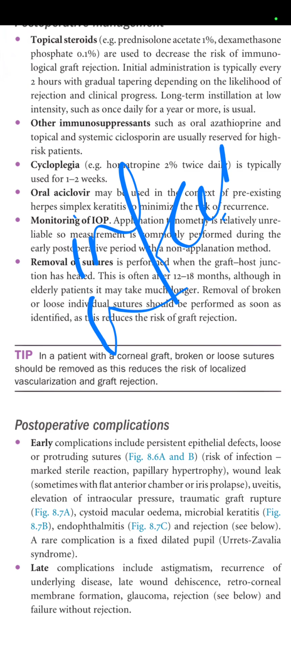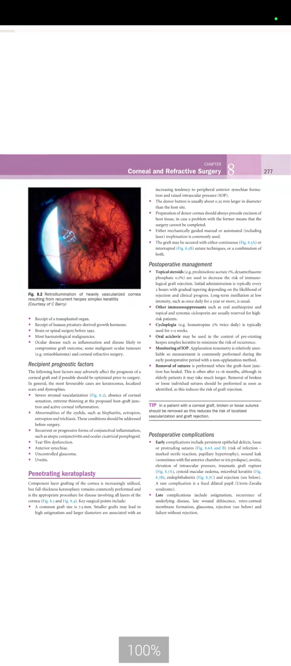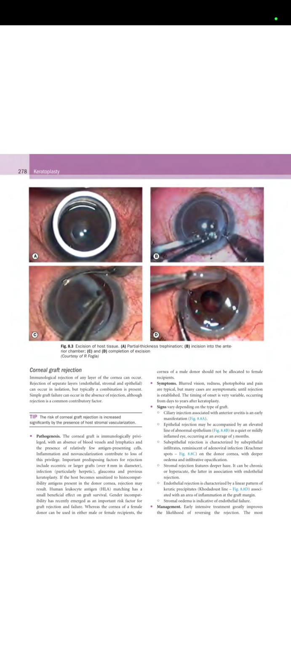Late complications include astigmatism, recurrence of the underlying disease, late wound dehiscence, retrocorneal membrane formation, glaucoma, rejection, and failure without rejection. So these are the complications of the corneal graft.